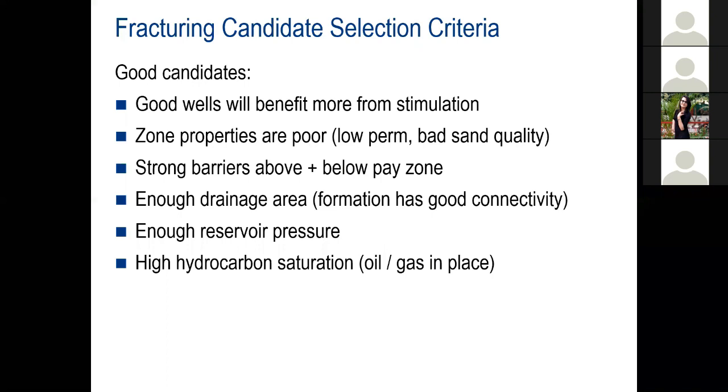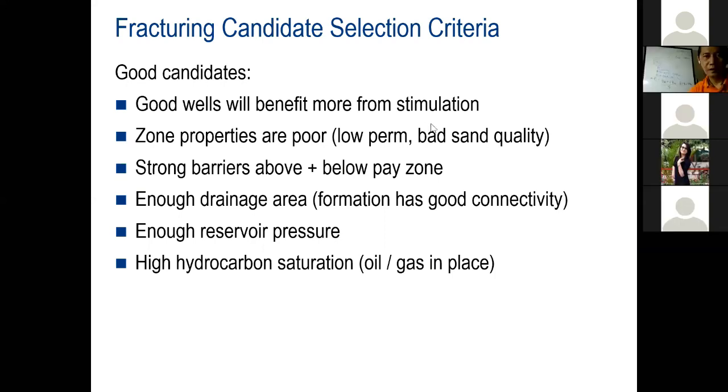These are the good fracturing candidates. Number 1, of course, is that they benefit from the stimulation. You don't want to choose a well that doesn't make any production increase. If you have a couple of wells, choose the one with the highest production increase possible, right? And if you have low permeability, you don't have an option, right?